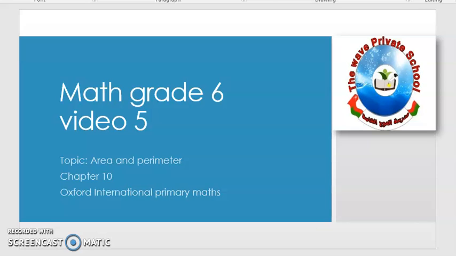Today I'm here to teach you the area and perimeter chapter. This is chapter number 10 from Oxford International Primary Maths.